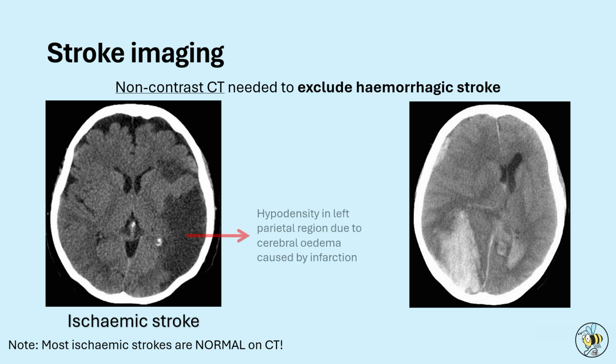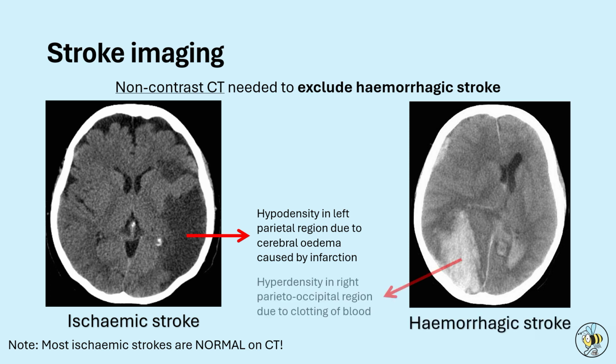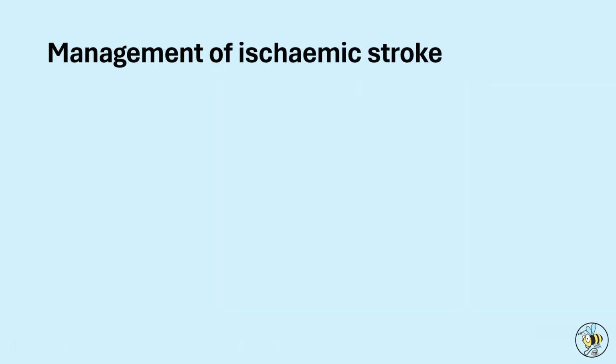The hypodensity in the left parietal region is due to cerebral edema, which may suggest that this person has been having symptoms for at least 12 hours. This means the CT on the right is of a hemorrhagic stroke. The hyperdensity in the right parieto-occipital region is due to clotting of blood. There is also midline shift suggesting a massive hemorrhage. This patient has been on warfarin, hence why it's always important to ask patients if they are taking blood thinning medication.